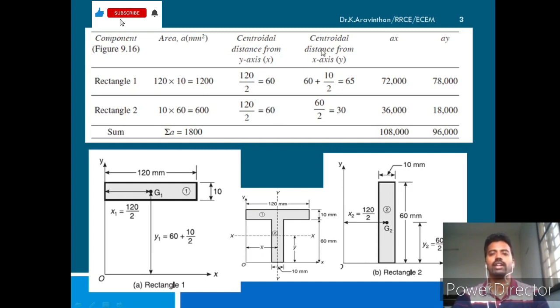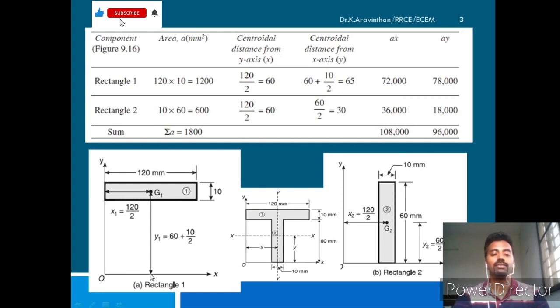Next part is centroidal distance from x axis, that is y. So right now we are identifying the y distance of both the sections. So the y distance will be, from origin, you are having 60 mm plus the centroid of the rectangle. So this is total 10 mm. The rectangle centroid will exactly locate at 5 mm. 10 by 2 is 5. So this is the distance to the centroid of this individual rectangle.